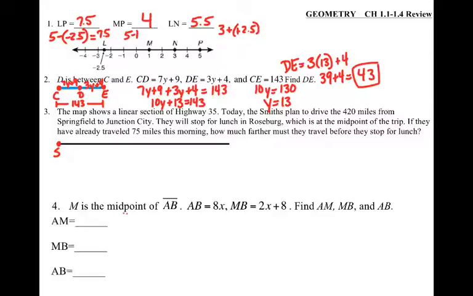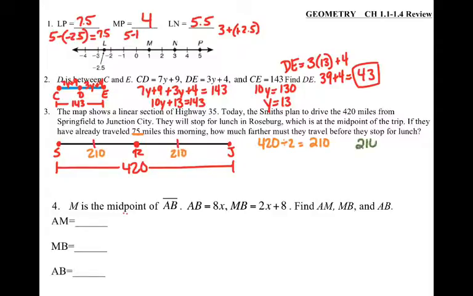Number 3, you're going from Springfield to Junction City, and there's 420 miles apart, and it says that Roseburg is the midpoint. So if it's going to be the midpoint, then it's going to be half of 420, so it's actually 210 miles away. And we've already traveled 75 miles, so we have 135 miles left to travel before we eat lunch.